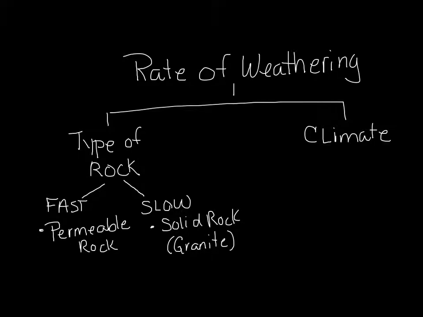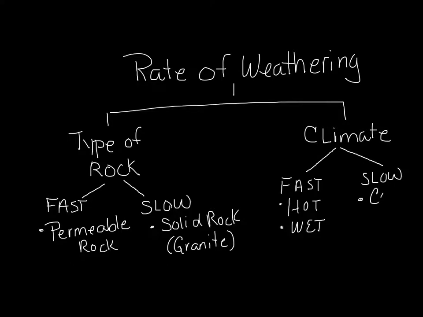Now the climate also determines the rate of weathering. A fast rate of weathering is going to come from a hot and wet climate, and a slow rate of weathering is going to be a cold, dry climate.